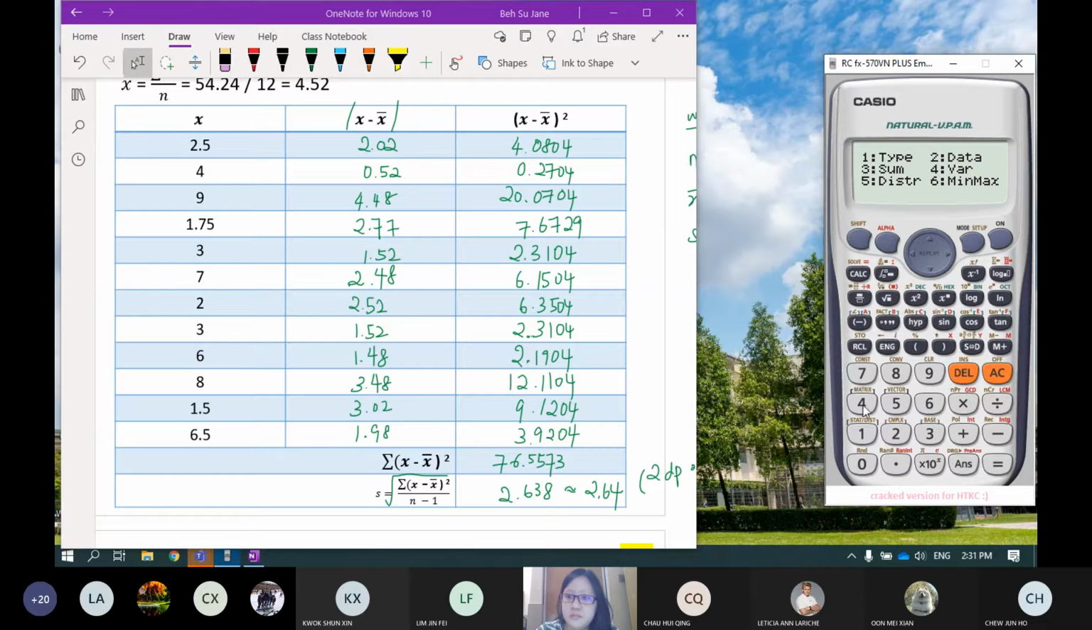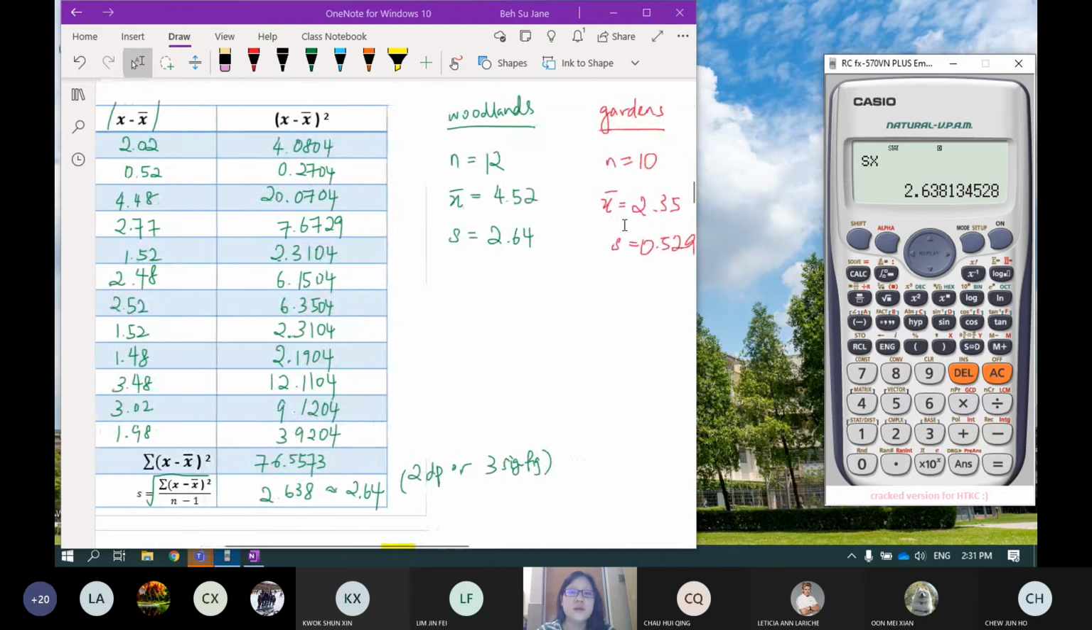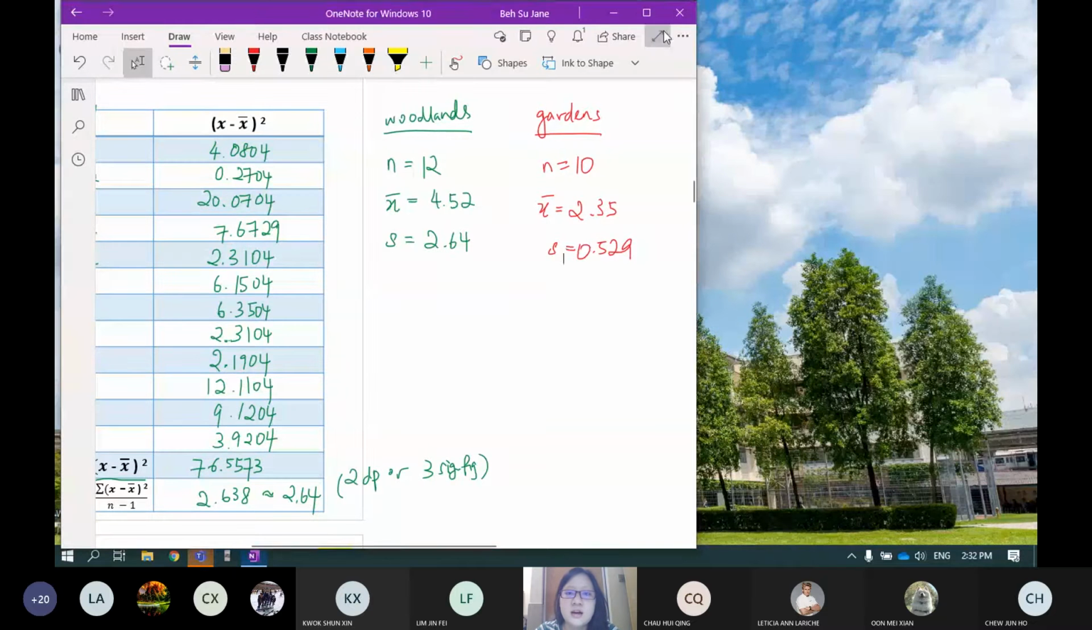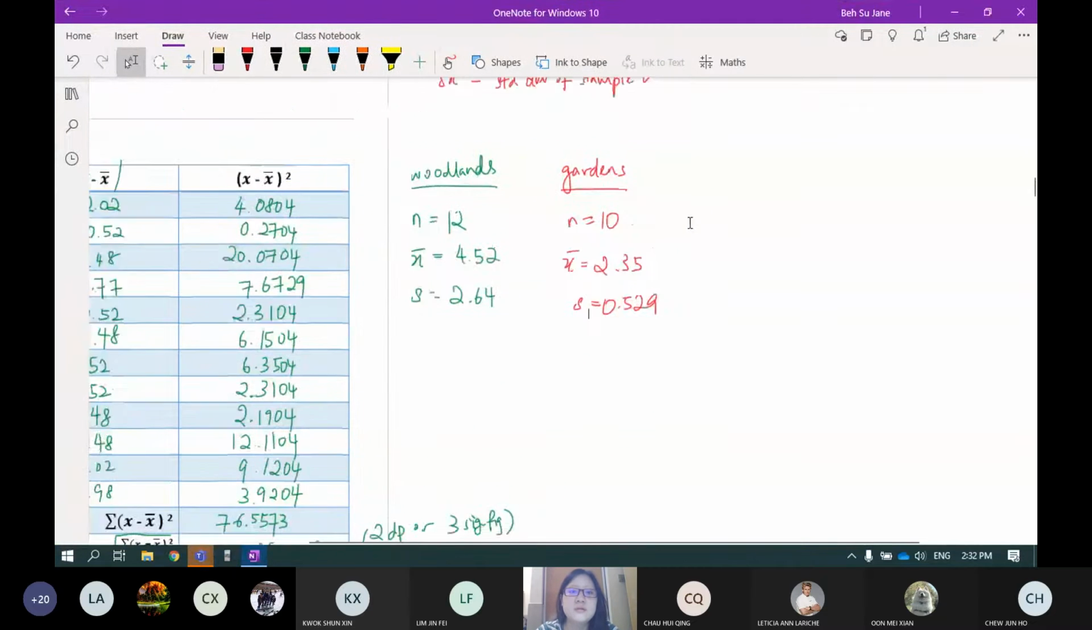Let's check our mean. That's 4.52, accurate. And then there is Sx, which is 2.638. Yay! So that's correct. So now that's how you use the calculator to find these values. Alright, so that's the calculator lesson over.